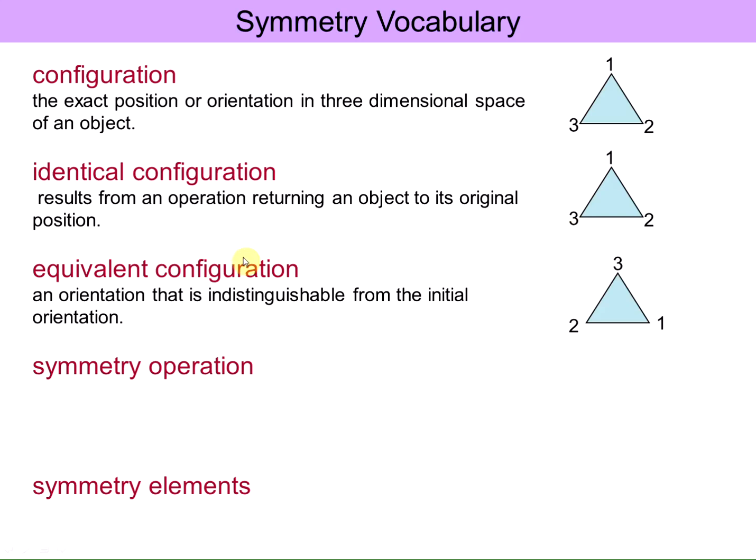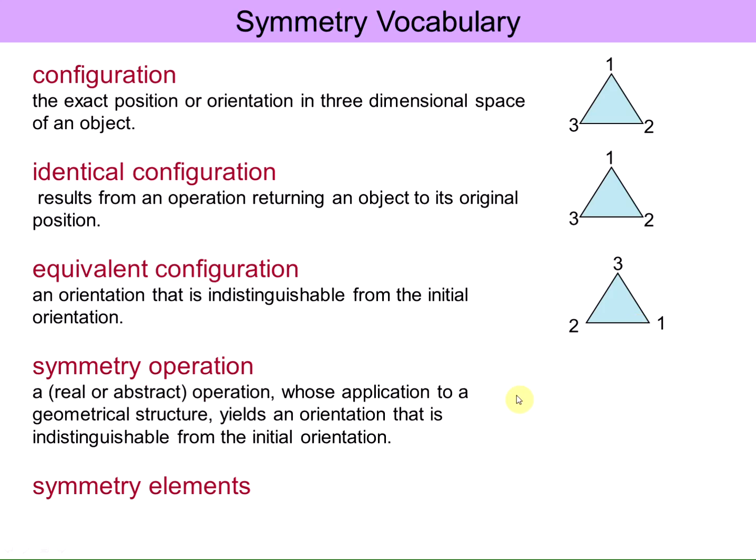But let's say we have an equivalent configuration. This is an orientation that is indistinguishable from the initial orientation. So again, I start off with the same blue triangle with a 1, 2, and 3. I do something to the triangle, so maybe I rotate it to the right. And when I finish rotating it, the triangle looks the same, but the numbers out here to the sides let me know that the corner that was at the top is now at the bottom right, the one that's at the bottom right is now at the left, and the left is now at the top. So if the numbers were not here, we wouldn't be able to tell that anything was done, but the numbers are just letting us know where the corners move to. So this is an equivalent configuration.